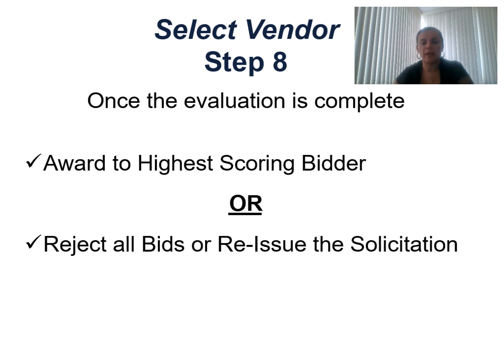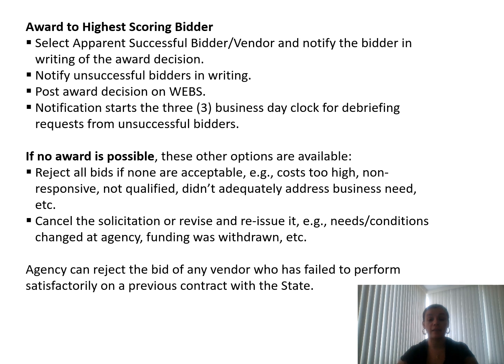Once the evaluation is complete, you have two options: award the process to the highest scoring bidder, or reject all bids and reissue the solicitation. In case the process was awarded to the highest scoring bidder, then select the apparent successful bidder and notify the bidder in writing of the award decision. Again, this whole process goes through formal communication, letters, documents. You also need to notify unsuccessful bidders.